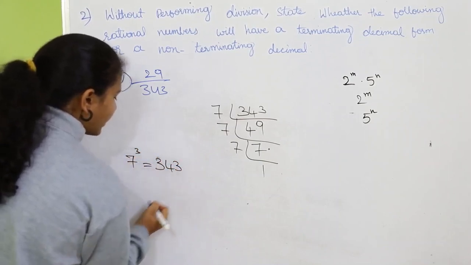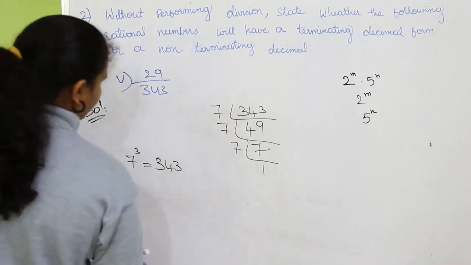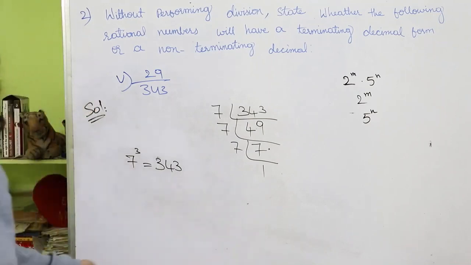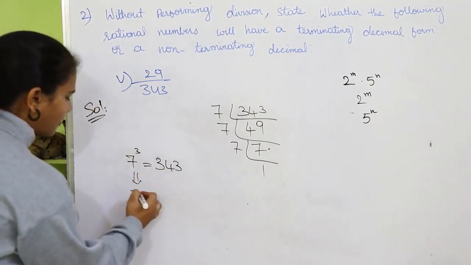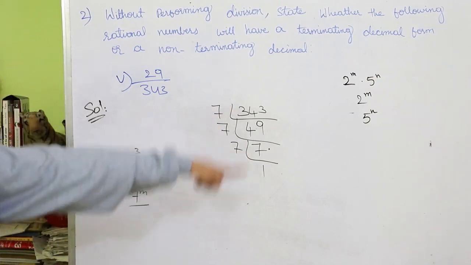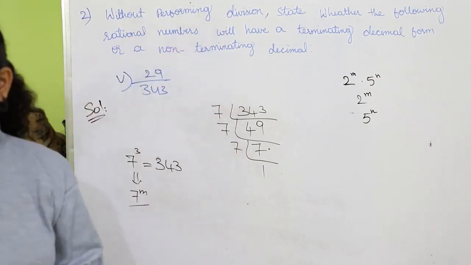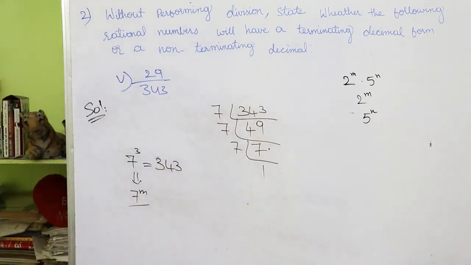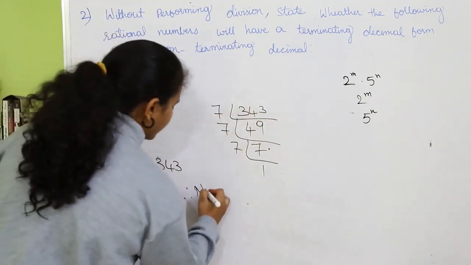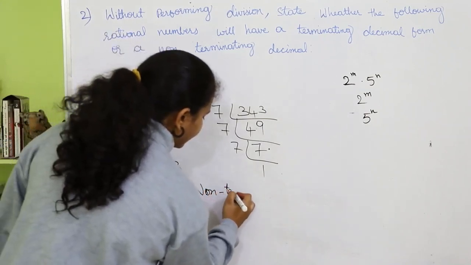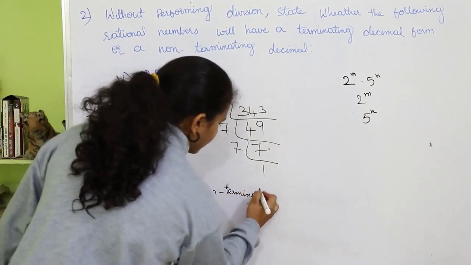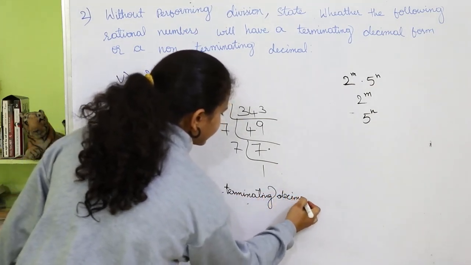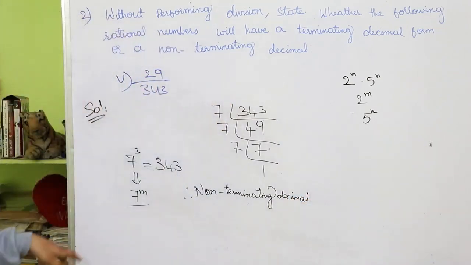343 means 343. So what would I do is where 7 cube, right? This 7 cube is in the form of 7 power m. It's not in the form of 2 power m or 5 power n or 2 power m into 5 power n. It's not in the form of this, right? So then what you do? This will become a non-terminating decimal. Therefore this will become what? This will become a non-terminating decimal. Clear guys?